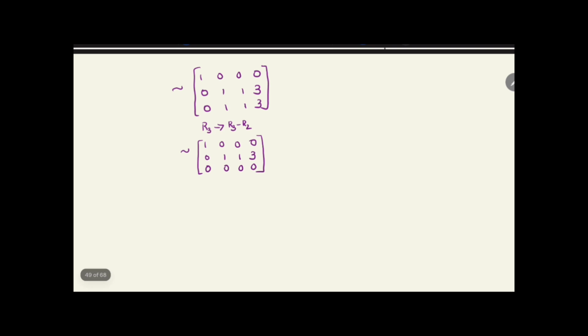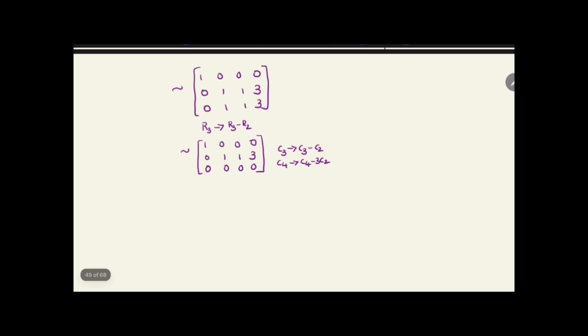Next, what is the next step that I have to do? I should go back to the elements beside the second diagonal element, that is 1 and 3. I should make these 0. What will be the operations here? For that I have to make use of column 2. So C3 implies C3 minus C2, and the next one is C4 implies C4 minus 3C2.